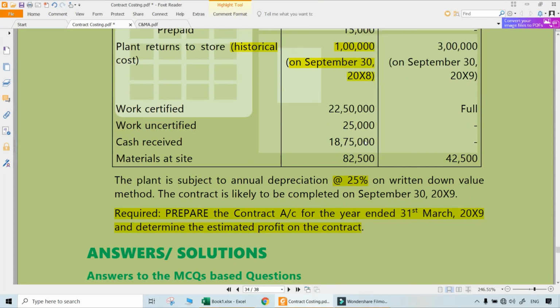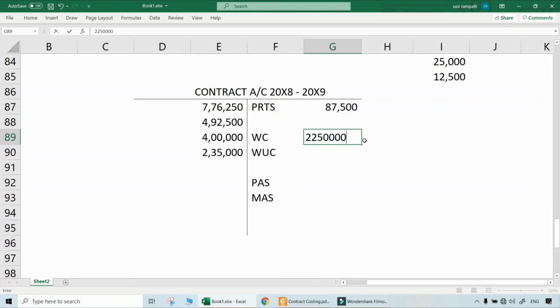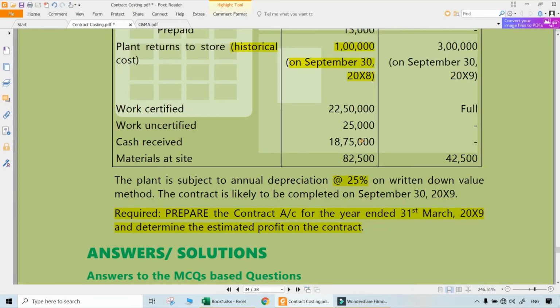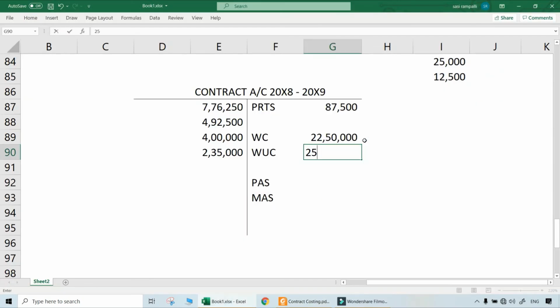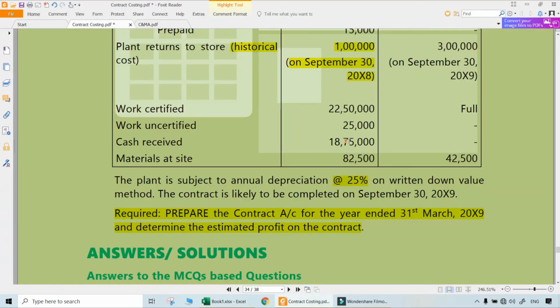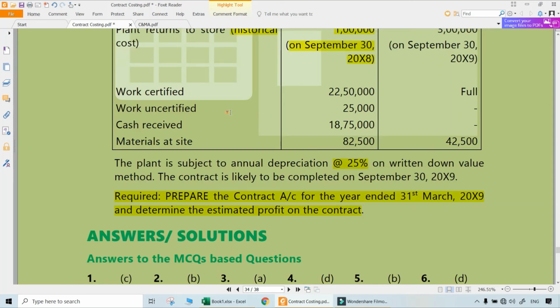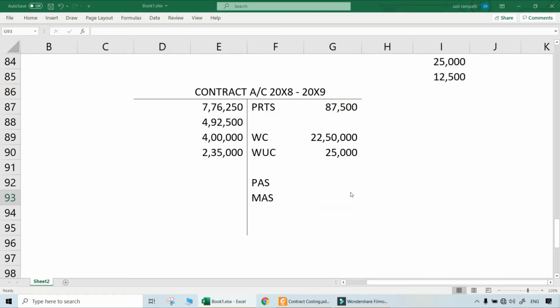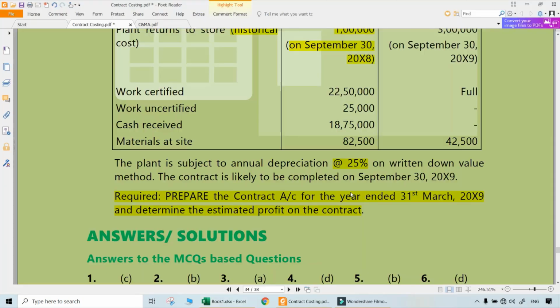Then further information like work certified is given, just copy paste, 22 lakhs 50,000. Work uncertified is 25,000. So normally work certified means value, work uncertified means cost. If nothing is given, that is what you have to take. Cash received doesn't matter in contract account. It has no relevance. Materials at site, of course, yes, that matters.